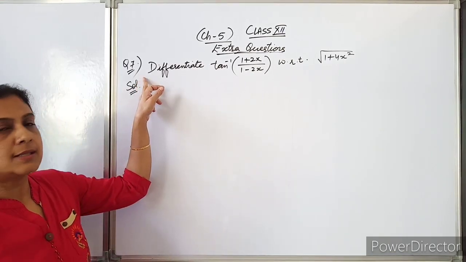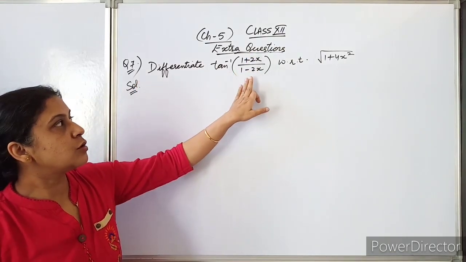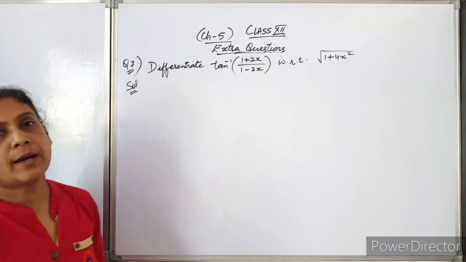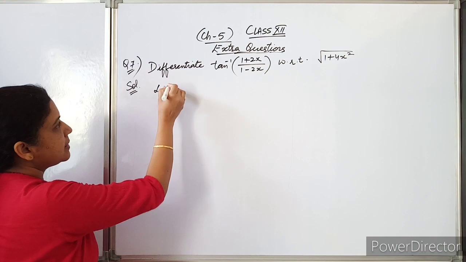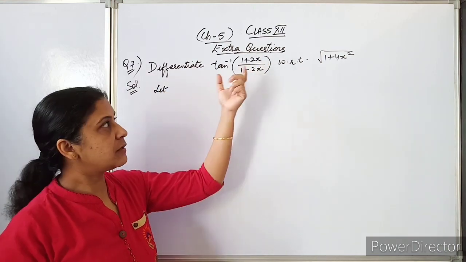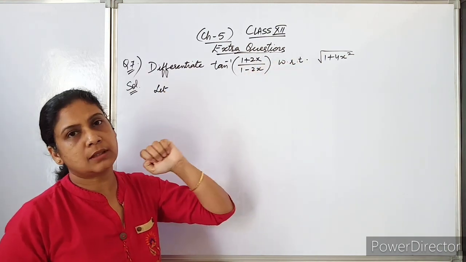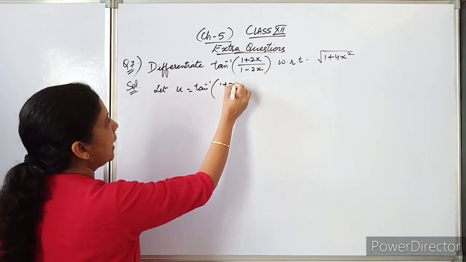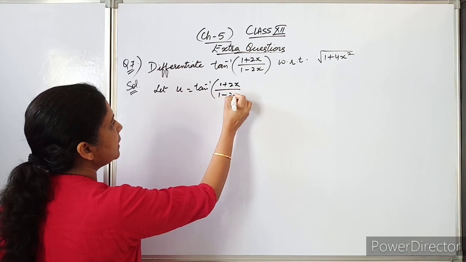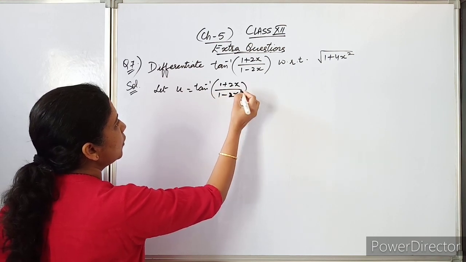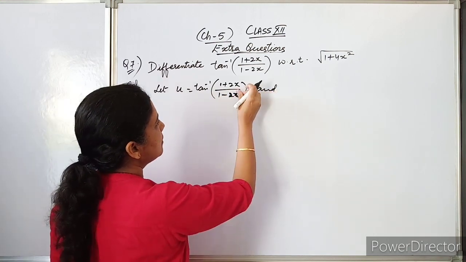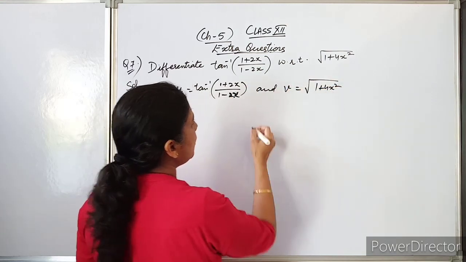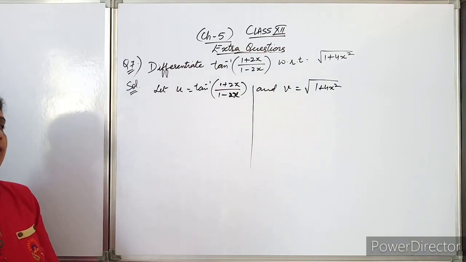Now the another question is, differentiate tan inverse of 1 plus 2x whole divided by 1 minus 2x with respect to under the root 1 plus 4x square. So it is not the differentiating with respect to x. So it is differentiation of one function with respect to another function. I'll start with the labeling of first function as u and the labeling of second function as v. So you can see this is v. So now we have to solve for du by dv.